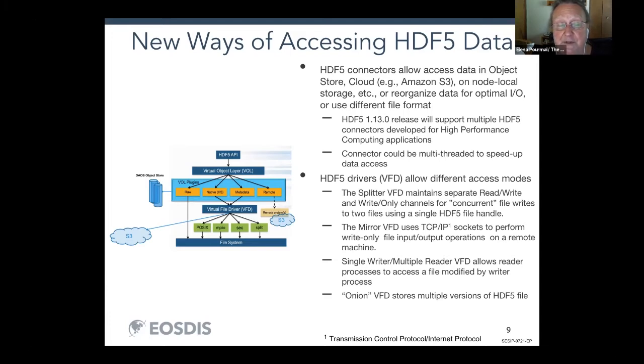And another interesting development that will be released is the Onion or Provenance VFD, which stores multiple versions of an HDF5 file within an HDF5 file. The HDF5 library will be able to discover how the file was changed between open and close calls, and you may have tools to replay different versions.